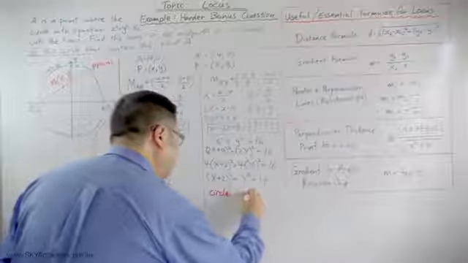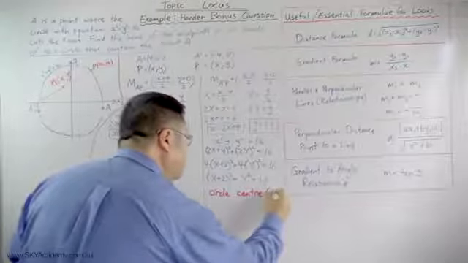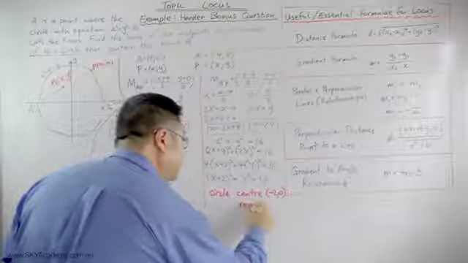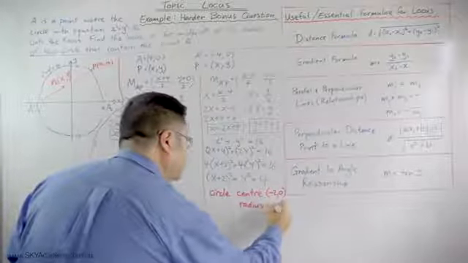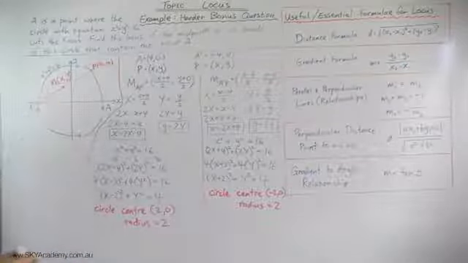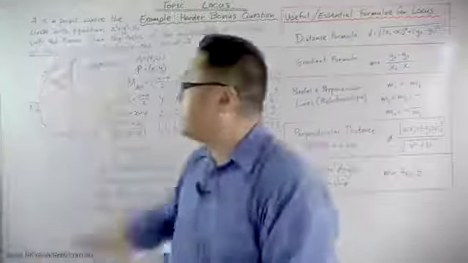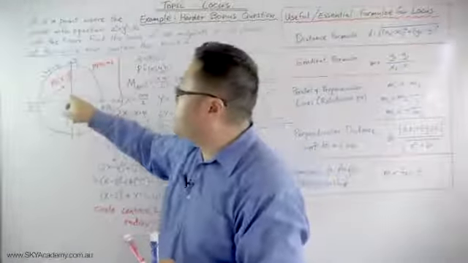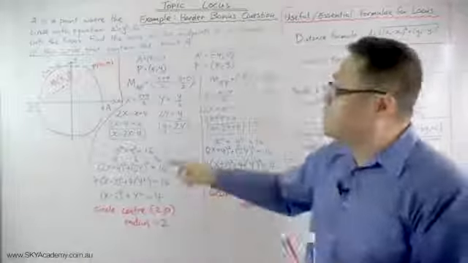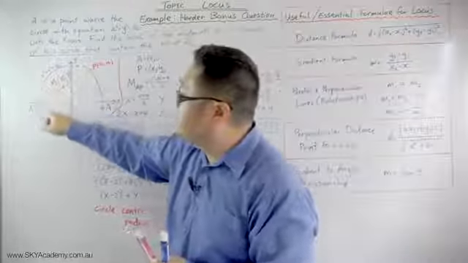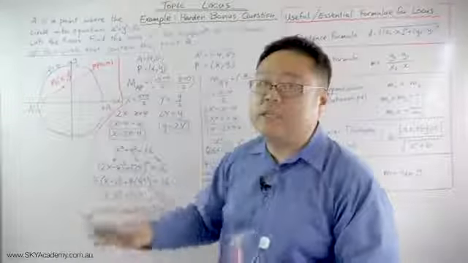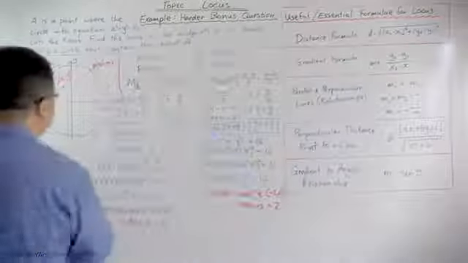with center (minus 2, 0) and radius equal to 2, right? Cool. Now, if we were to graph that on our number plane here, the equation of this circle would be another circle here, and the equation of this circle would be another circle here. So let me show you basically what's going on.